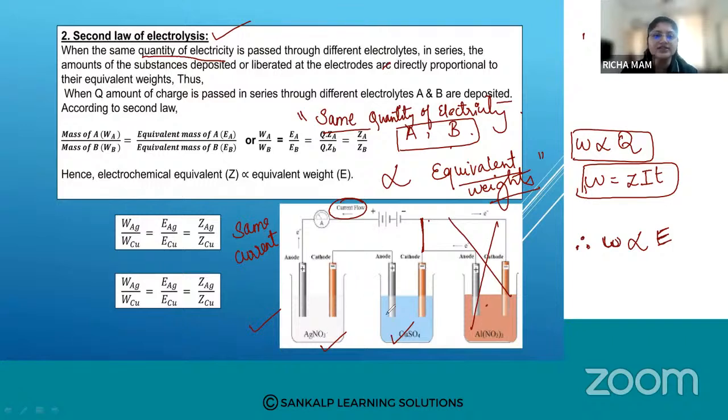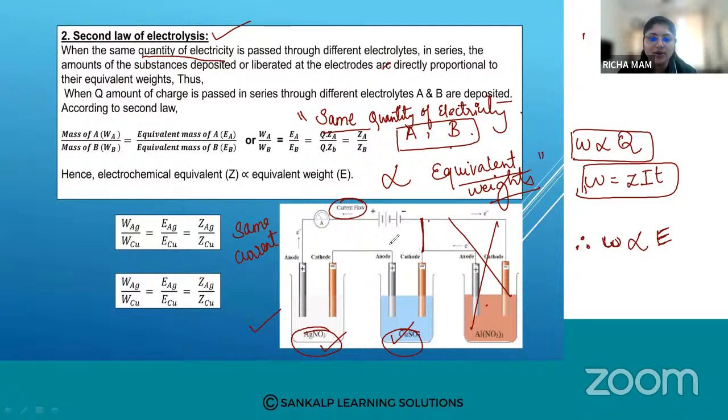So first we'll consider this. We have two electrolytic cells. One is of AgNO3, one is of copper sulfate. So these two electrodes go to these two electrolytic cells. What is done? The current is passed, and the current is the same, because they are connected through the same point.